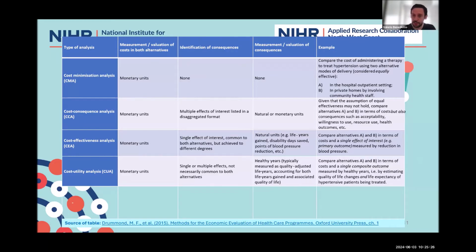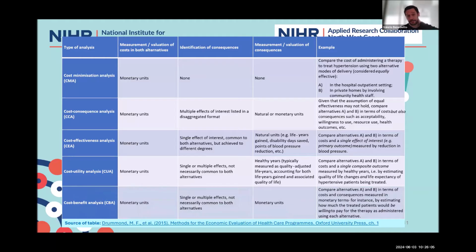And we're trying to estimate the quality of life changes and the life expectancy, or the survival of hypertensive patients being treated. So it's a generic outcome measure, but just because it's generic, it doesn't mean it's not that great, because if it's generic, it means it can be applied to different areas, to different diseases. And QALYs, as you have probably heard in the past, can be applied to different conditions, to different diseases. So that's one of the advantages of using a cost utility analysis.